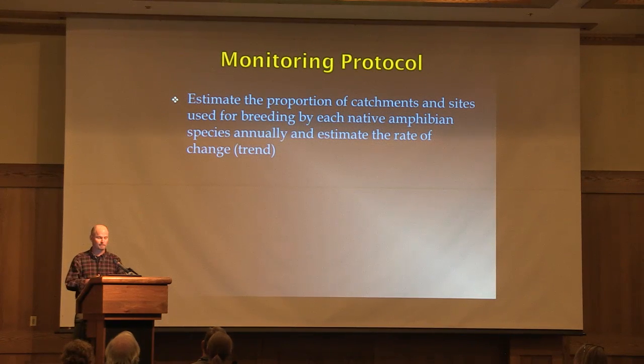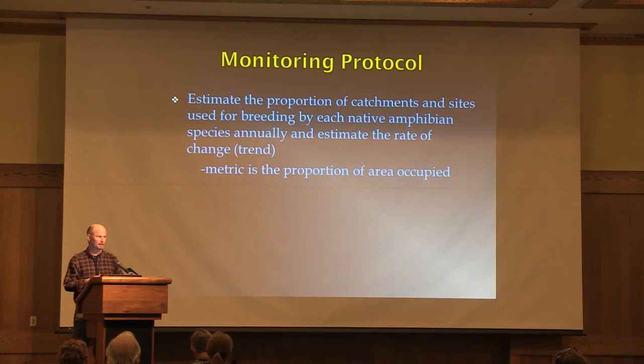And the third thing I want to mention is that this is not a measure of abundance here. What we're estimating is really the prevalence or distribution on the landscape of breeders. And so the metric here is what's called the proportion of area occupied, and is being modeled using occupancy modeling, which is where I come in.